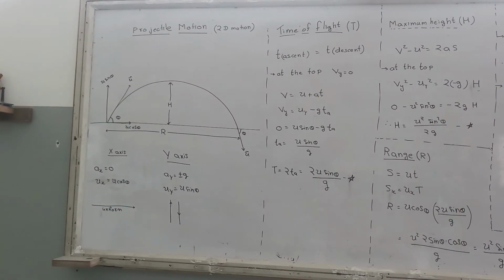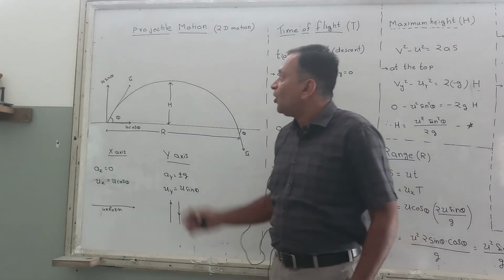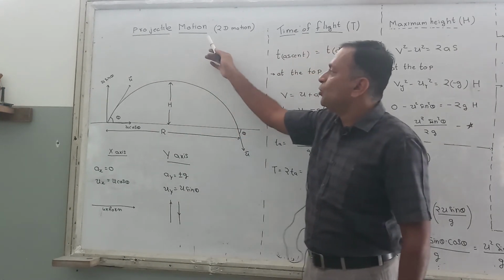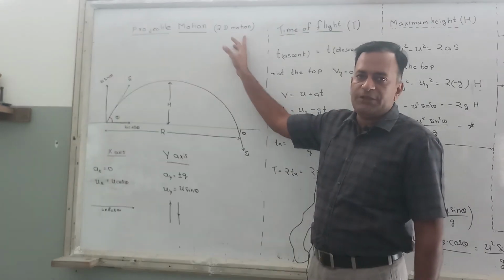Today we are going to learn about projectile motion. One projectile motion we have already learned, which was a projectile fired horizontally. Now this is yet another part of projectile motion, and this is basically a two-dimensional motion.